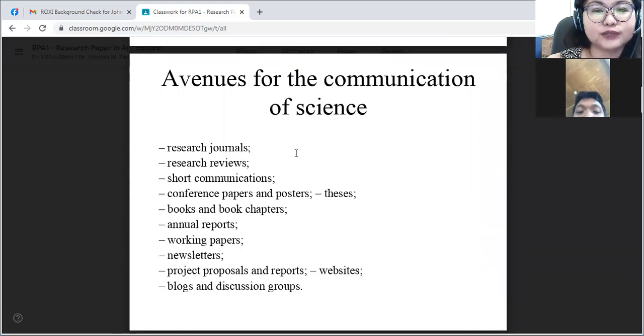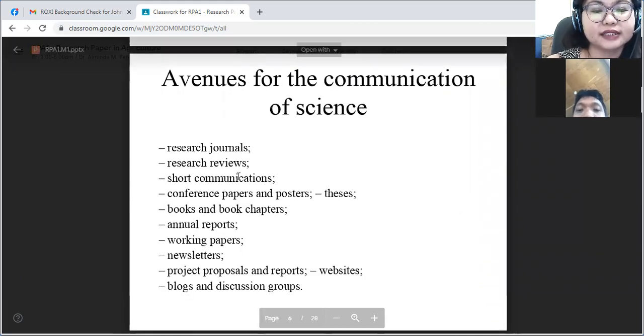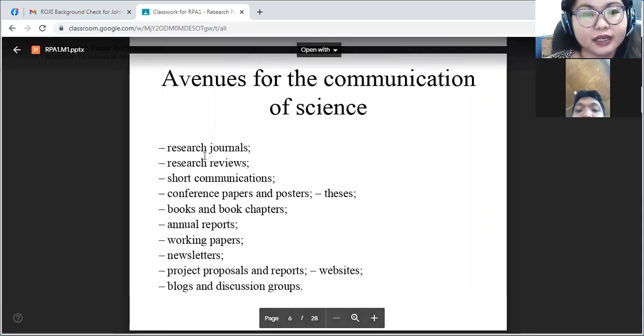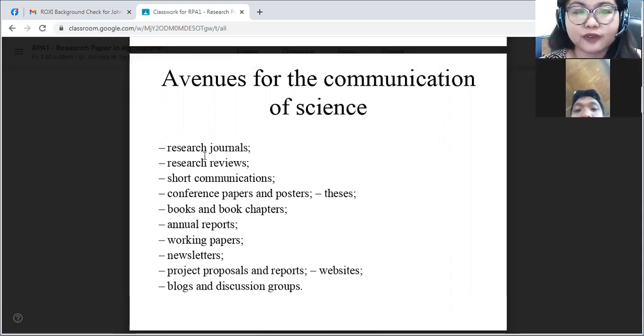So, the avenues for communication of science are the following. You can have a research journal, that's why we focus on journals. We also have research reviews, and you will know examples of these later. And short communication, which is meant to inform, like news. And then conference papers and posters, through thesis.